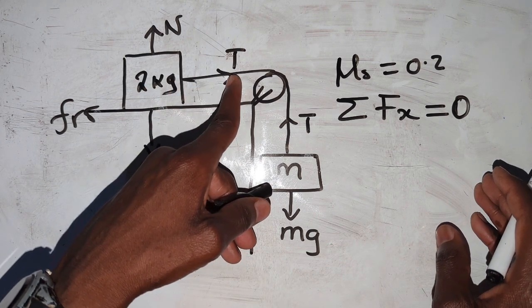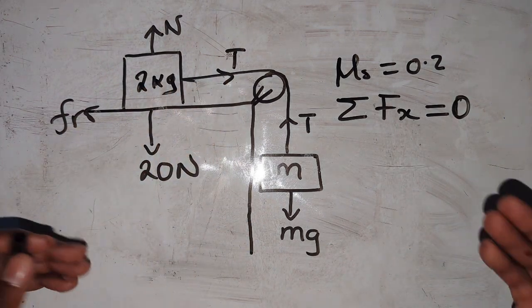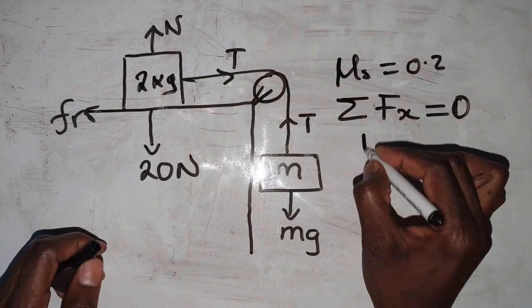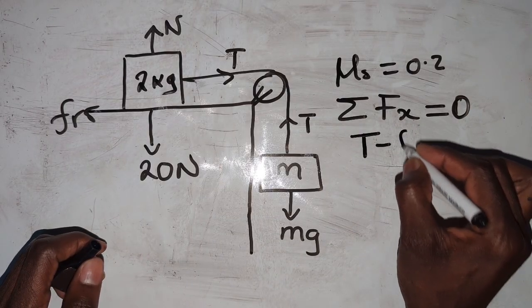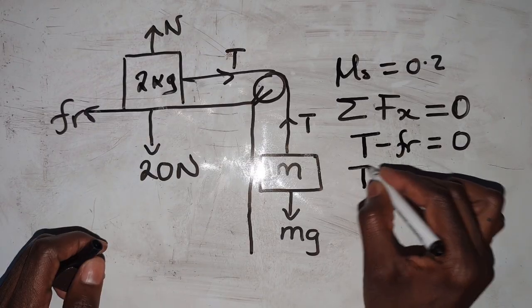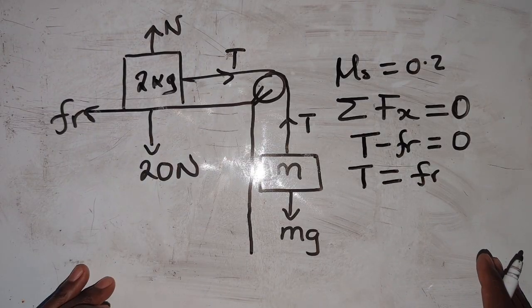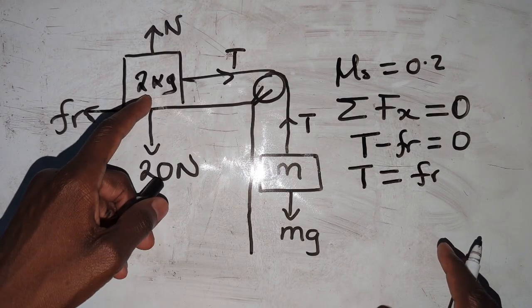So the tension here has to be a positive force. The friction force is taken to be the opposing force. So I'll say tension minus the friction. This will be equal to 0, meaning that tension is going to be equal to the friction force. That is according to that given object.